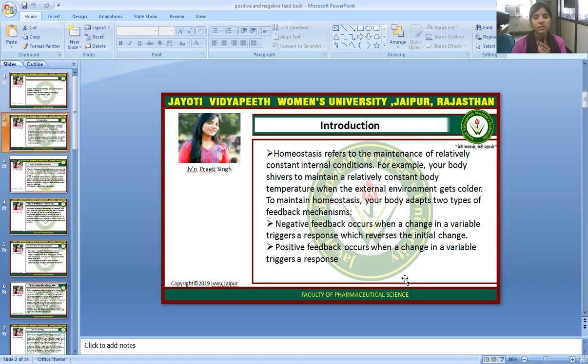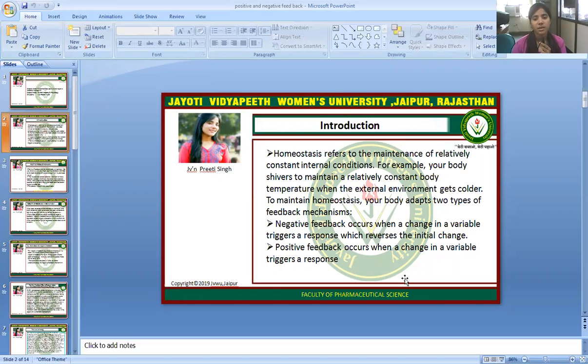Homeostasis. Homeostasis refers to the maintenance of relatively constant internal condition. For example, your body strives to maintain a relatively constant body temperature when the external environment gets colder. To maintain homeostasis, your body adapts two types of feedback mechanism.